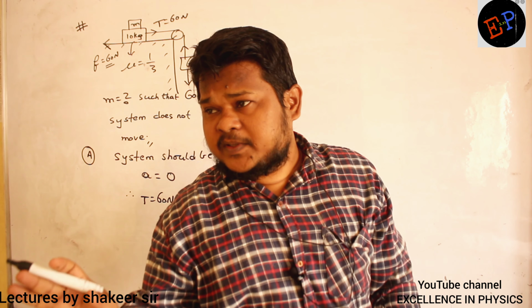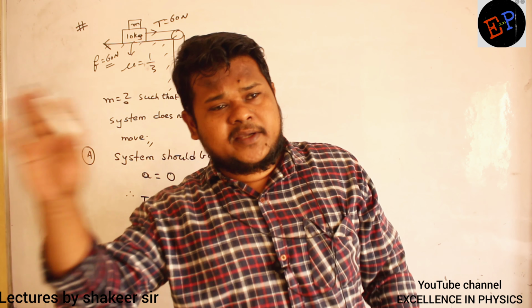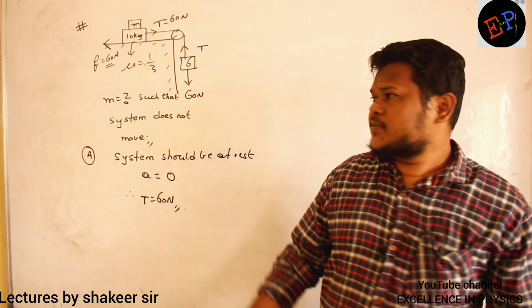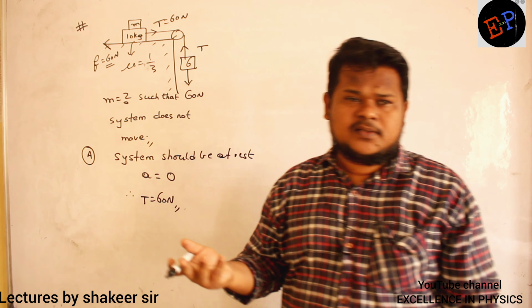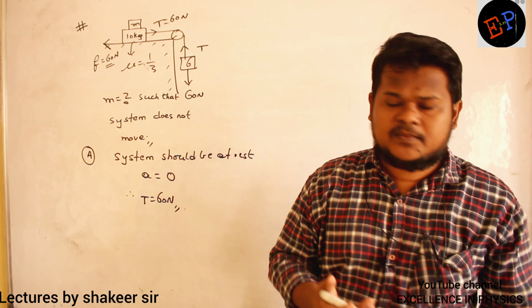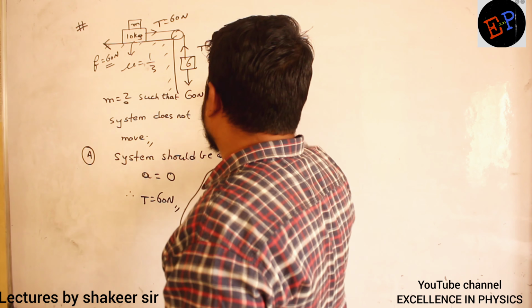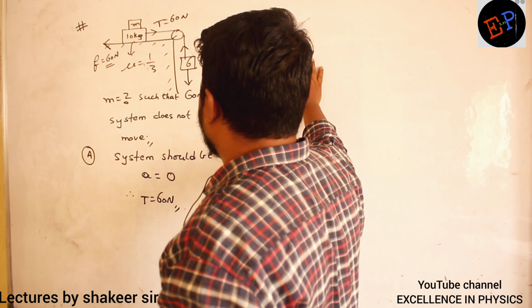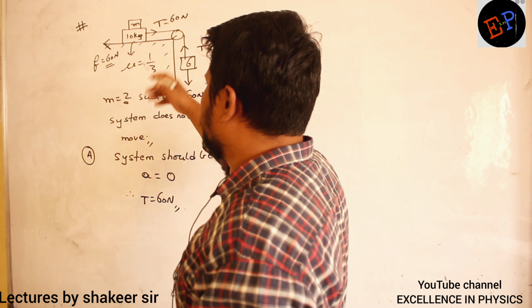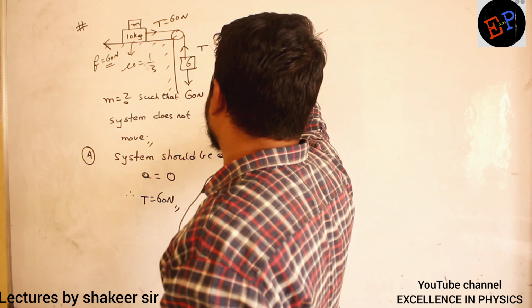They are not moving means what? Definitely an equal and opposite force should have been acting in the opposite direction. And what is that force? That force is exactly 60 Newton, and that should have been provided by friction itself. Are you able to understand? Okay. Now, how can I calculate the friction value? Let us call that friction FL, limiting friction. Limiting friction is 60 Newton.